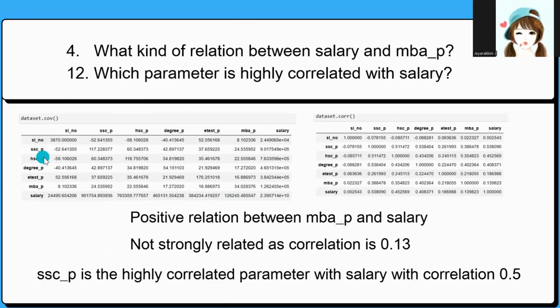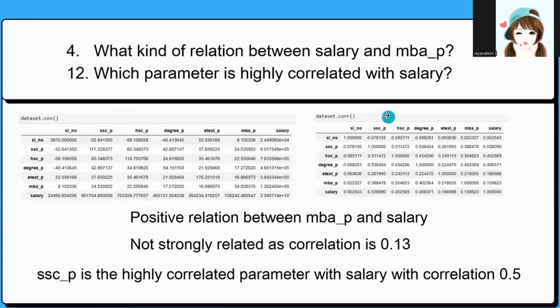So if we check the covariance of our MBA percentage and the salary, it is positive. So there is a positive relationship between the MBA percentage and salary. And if we check the correlation, it's just 0.13. A correlation value will be between -1 and +1. A correlation close to +1 indicates a strong relation. 0.13 says that there is a relation, but it is not that strongly related with the salary.